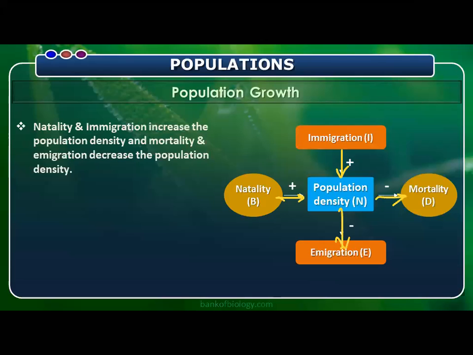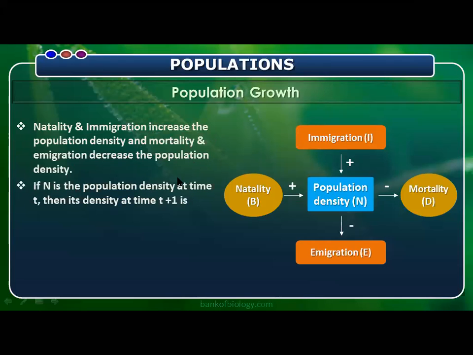If you understand well, we used to get a regular question from here. So that's why it is a very simple topic. Natality and immigration increase the population density. Mortality and emigration decrease the population density. So if N is the population density at time t in one particular period of time, then the density at time t plus 1, that means next year, Nt this year, Nt plus 1, 2021, how do we calculate?